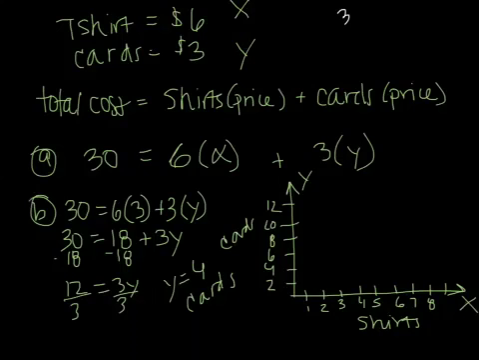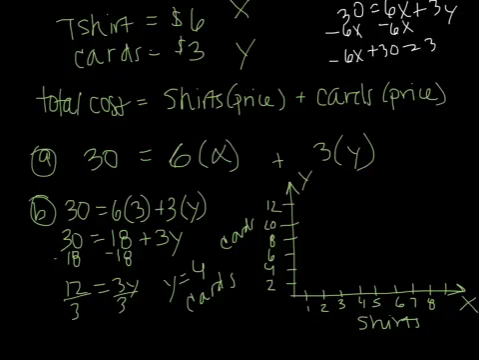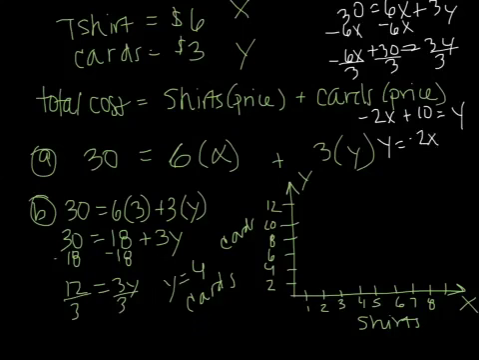So I have 30 equals 6x plus 3y. I need to get y by itself. So minus 6x. So I have negative 6x plus 30 equals 3y, divided by 3 on all the things. So then I have negative 2x plus 10 equals y. So this is a little bit backwards than normal. So let me flip it around. We know our line's going to be negative. We know our y-intercept is at 10.